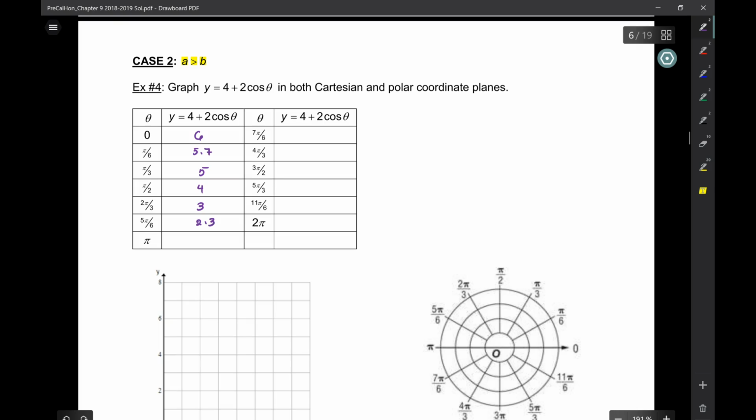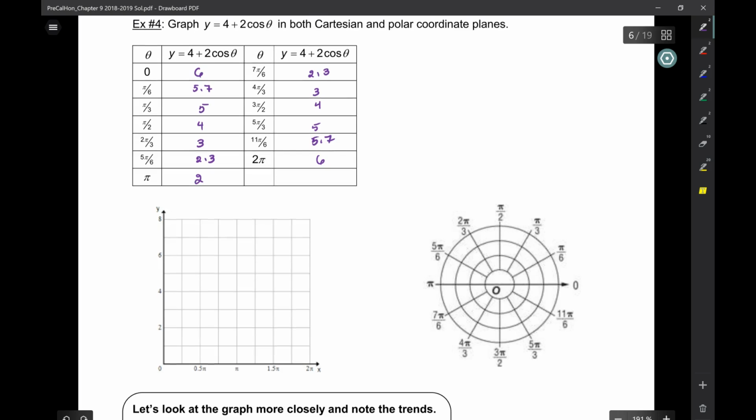2 pi over 3 is 3. Then 2.3. Now, cosine of pi is -1. So that's -2 plus 4 is 2. Then it's going to be 2.3. Then 3. So what's going to happen is it decreased. And then 4, 5, 5.7, and 6. Okay, so let's graph this.